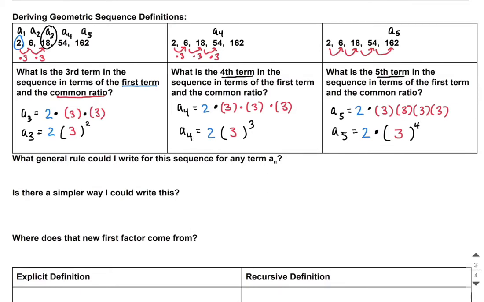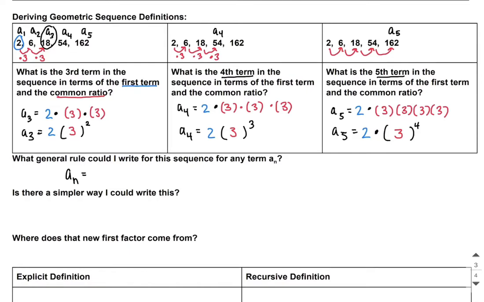Now I want to look for the patterns that I see so I can make a general rule for this sequence for a sub n. So for any n, if I want to find the 1000th term in the list, I can do that with this formula that I'm going to create based on the patterns that I see between these 3 examples.